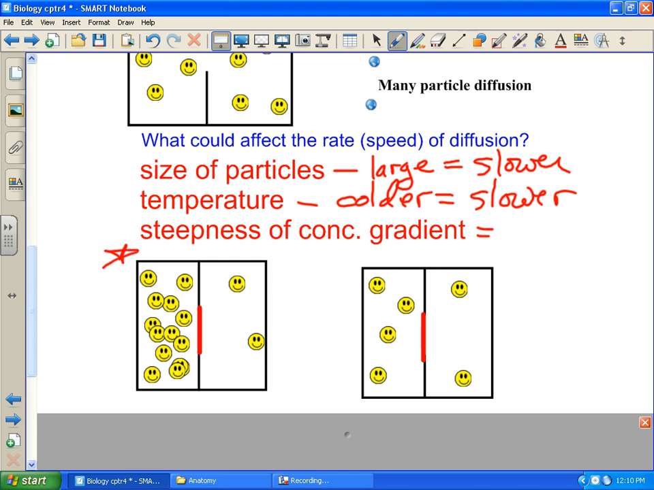Box on the left, I've got a lot of particles on one side of the room, very few particles on the other side of the room. Okay? Box on the right, I've got a little bit more on one side than the other. Both of these have a concentration gradient. This is the high, this is the low. Same thing here. But the difference is, this is like a really steep hill. There's a big difference between the top of the hill and the bottom. That's really high and really low.